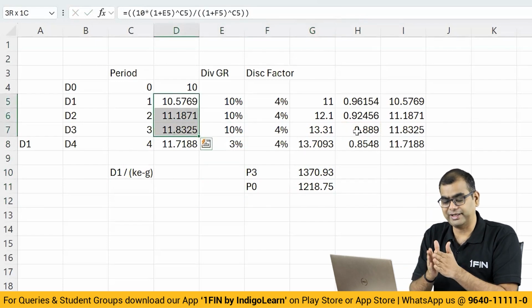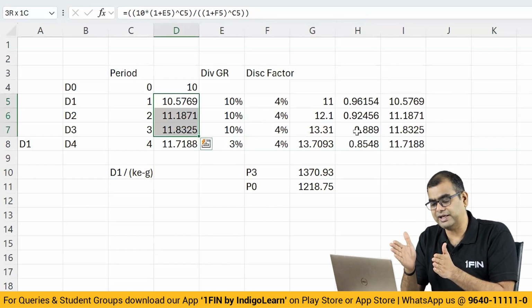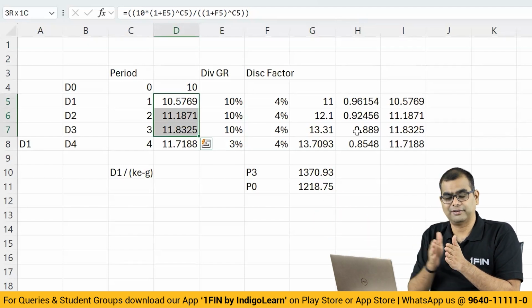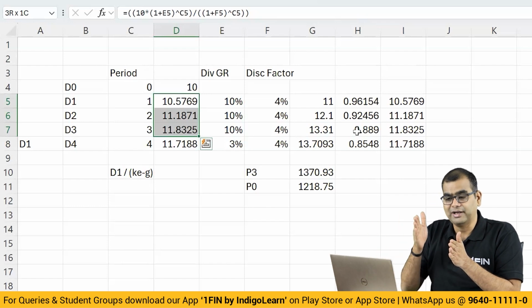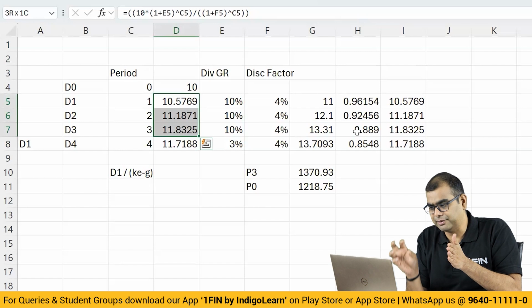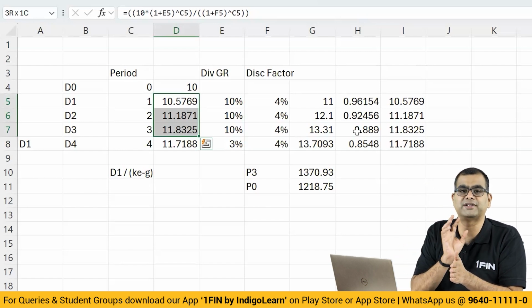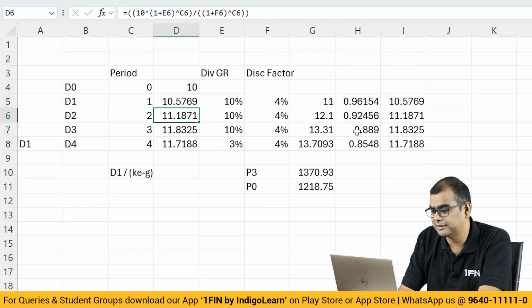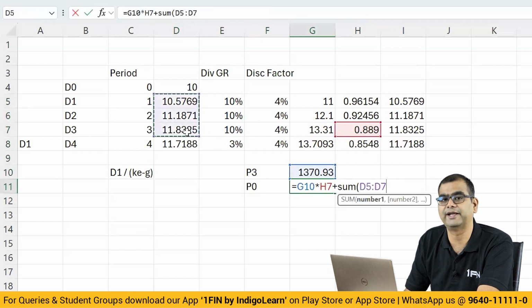Why? Because the share price is the summation of D1 plus D2 plus D3 plus D4 and so on. And we are saying that from D4 onwards we arrive at a single number, and that single number we have brought to present value. So D1, D2, D3 also you have to bring to present value. So you add to this the summation of the present value of D1, D2 and D3.